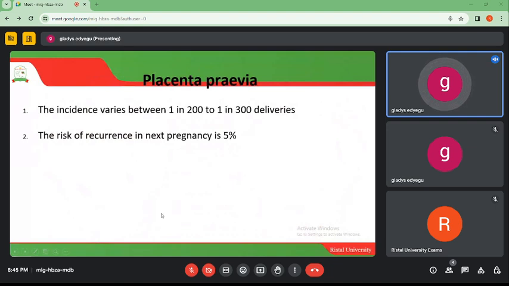Placenta previa incidence varies between 1 in 200 to 1 in 300 deliveries. So it's not a very common condition, but when it occurs, it can cost the life of the baby and the mother. Then the risk of recurrence in the next pregnancies is about 5%. So when someone has already had a history of placenta previa in previous pregnancies, you can start putting this mother among the at-risk mothers to again have a placenta previa case. It occurs in about 5% of the mothers who have ever had placenta previa.